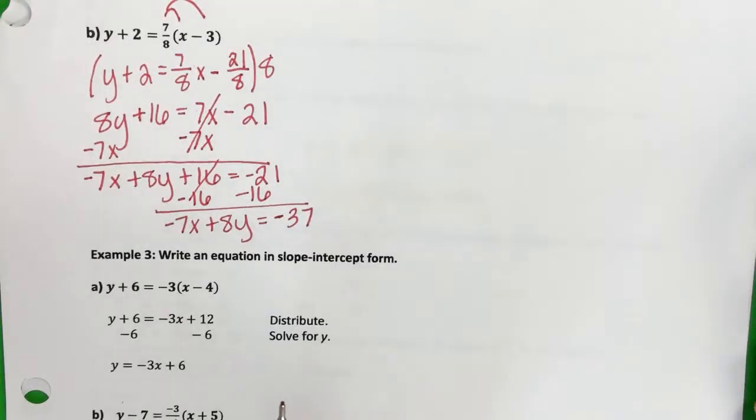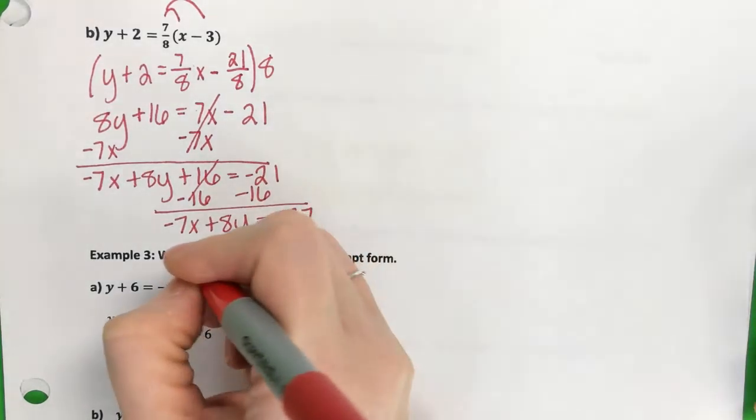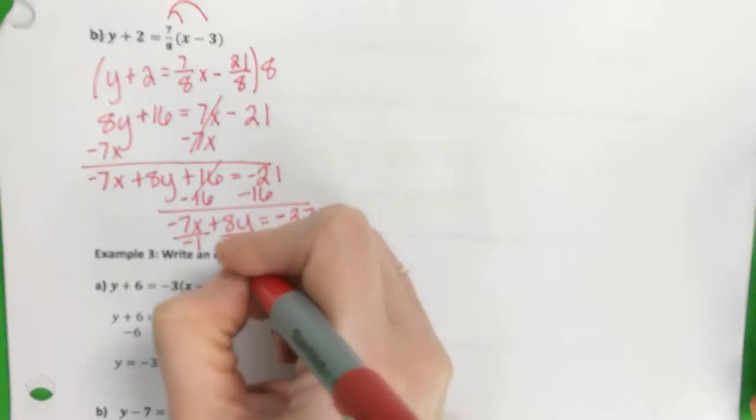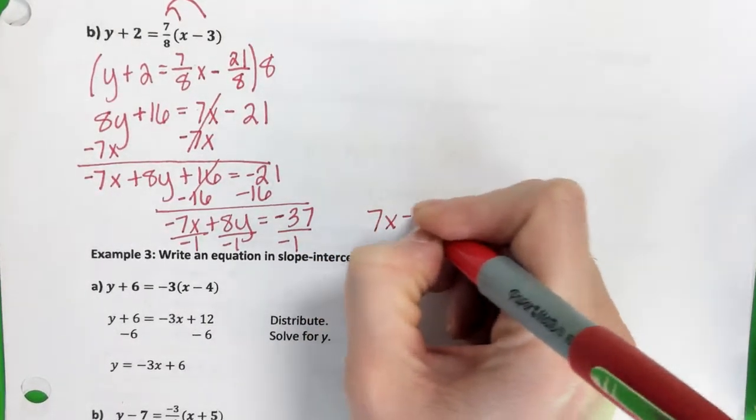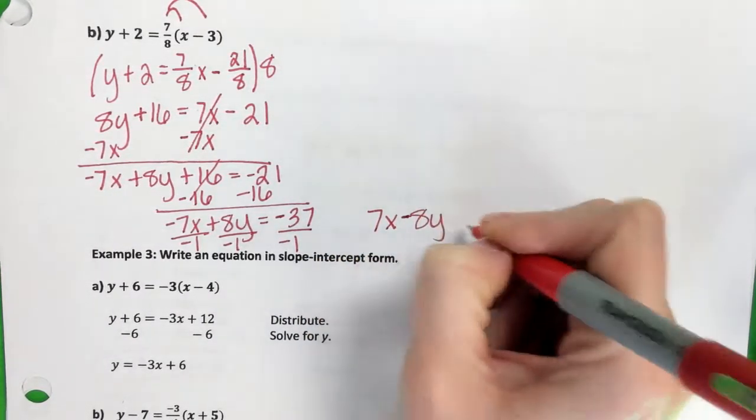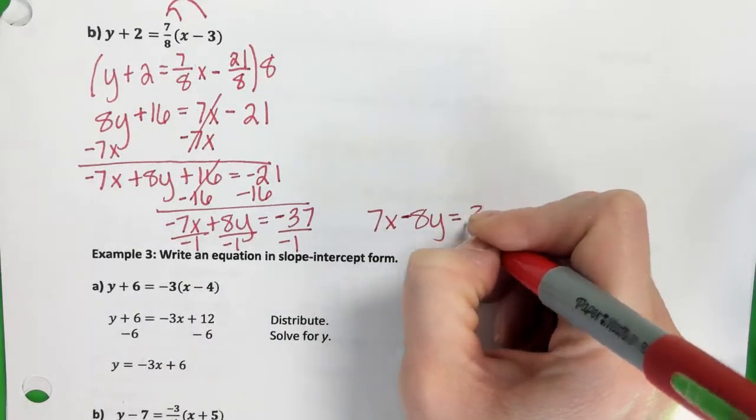And then, Jackson? Either multiply or divide by negative 1, whichever way you think of it. I like to divide personally. So you should get 7x minus 8y equals 37.